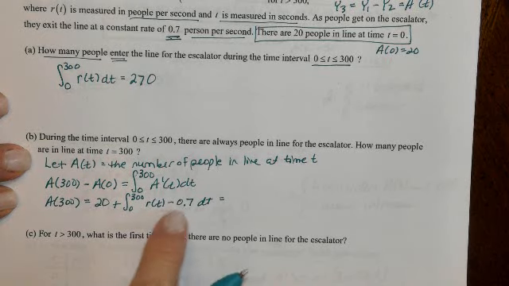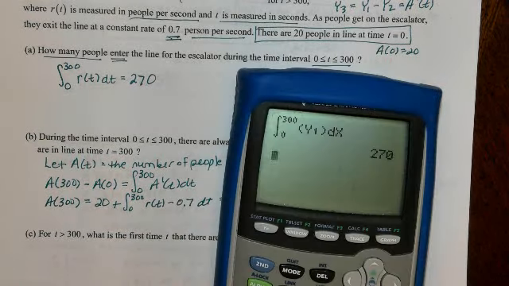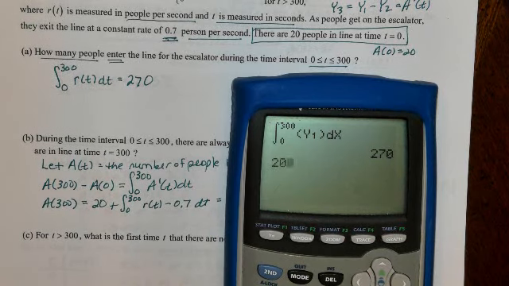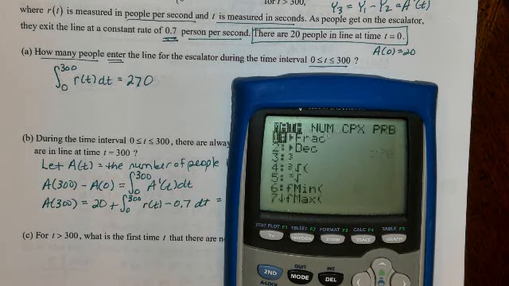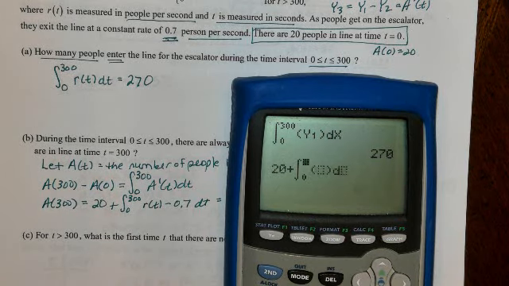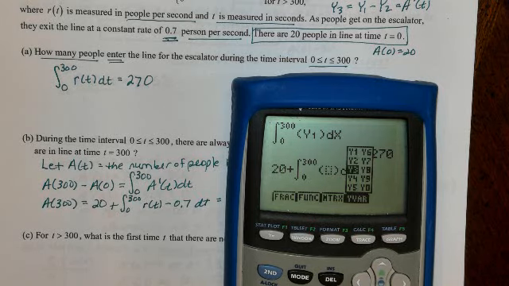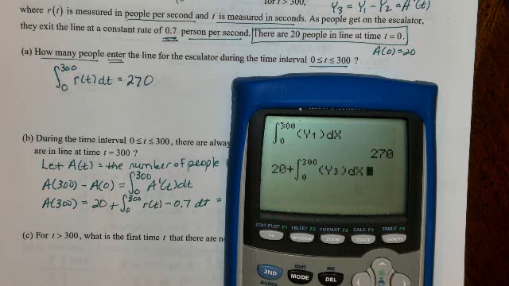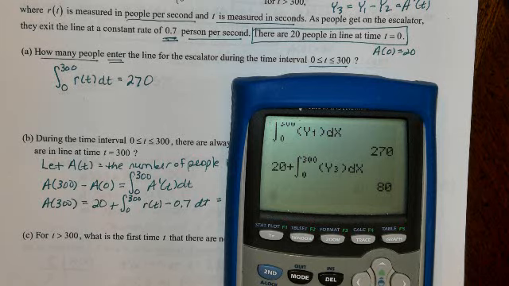This is what we have stored in for Y3. So I can use my calculator for this. So 20 plus math 9, 0 to 300, Y3, so at time 300 seconds, there are 80 people in line.